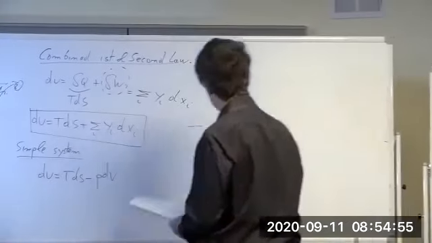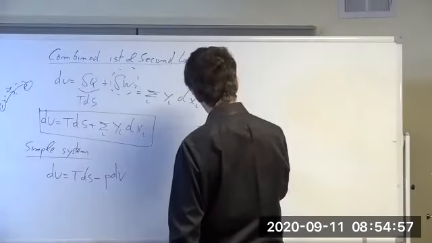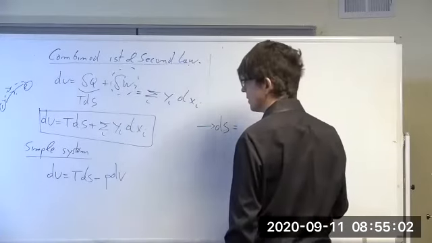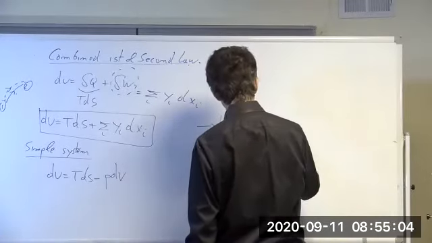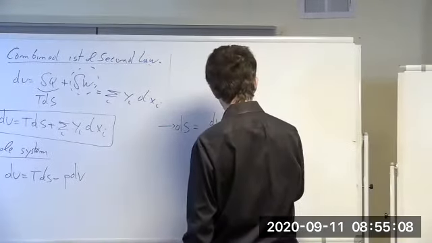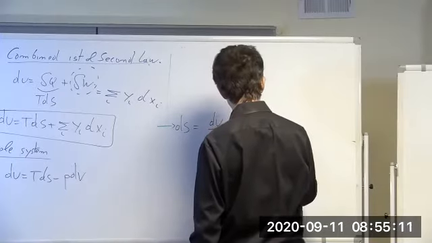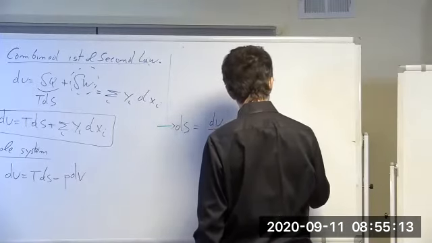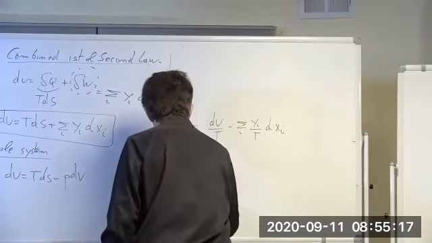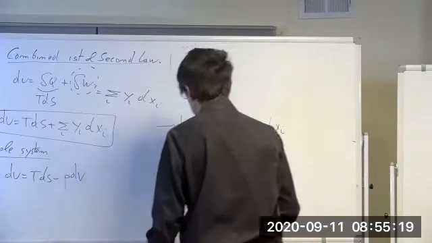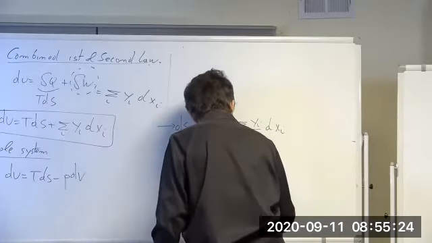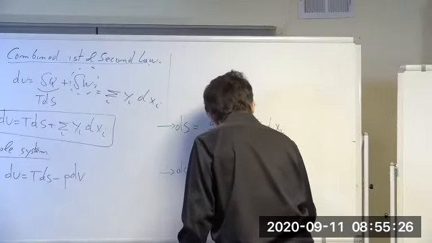Okay, so I'm gonna rearrange this and write that dS is dU divided by T minus sum over i of Yi divided by T dXi. And so for a simple system, dS is equal to dU over T plus P over T dV.